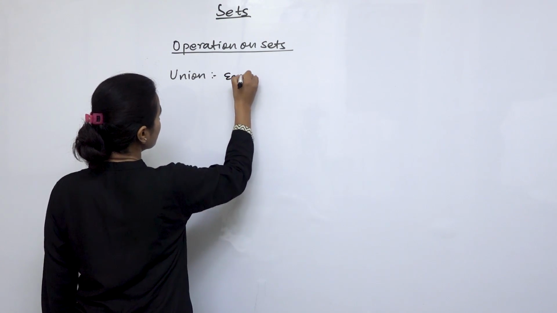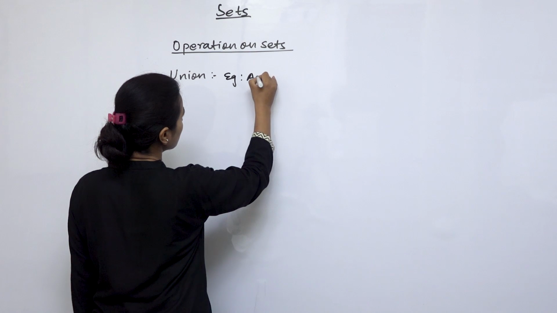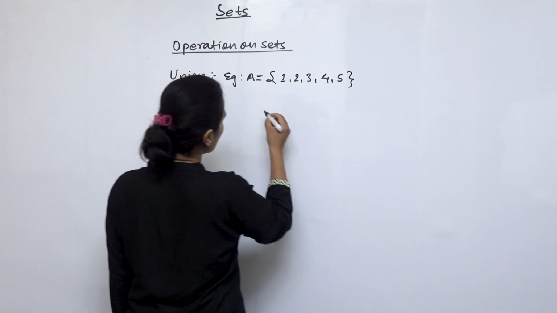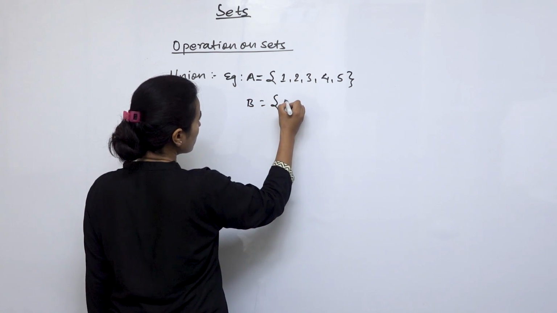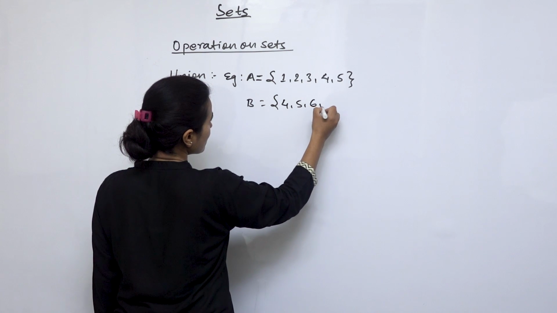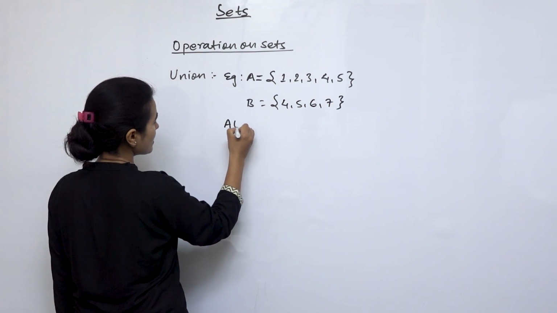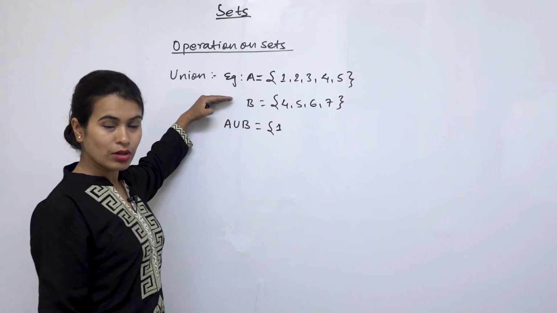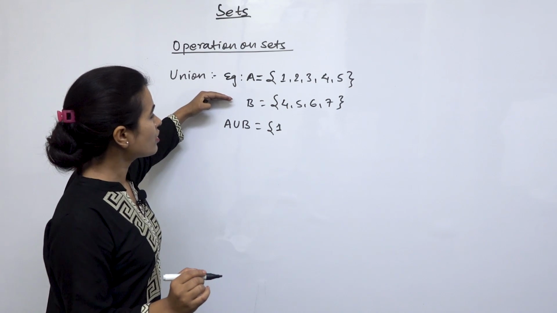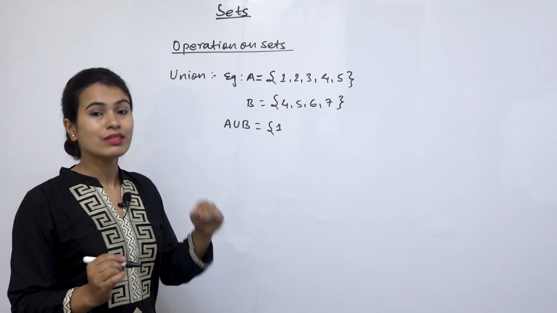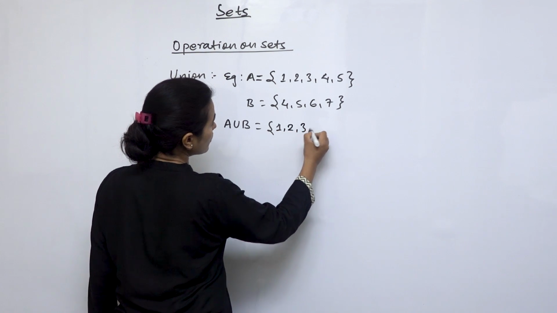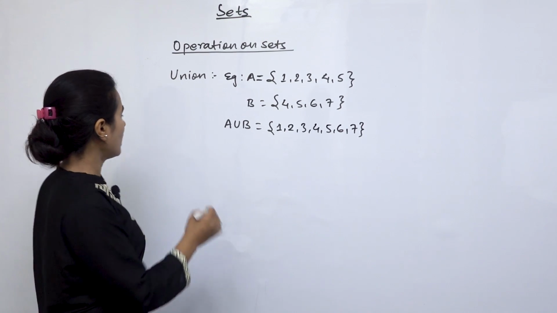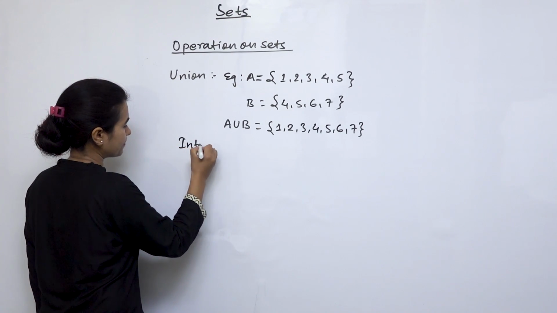For example, A equals 1, 2, 3, 4, 5, and in B we have 4, 5, 6, 7. So the union of the sets, A union B, means either the members of A or the members of B or both. That means we should write all the members of sets A and B without repeating. So 1, 2, 3, 4, 5, 6 and 7. This is A union B. Now let's discuss the intersection.